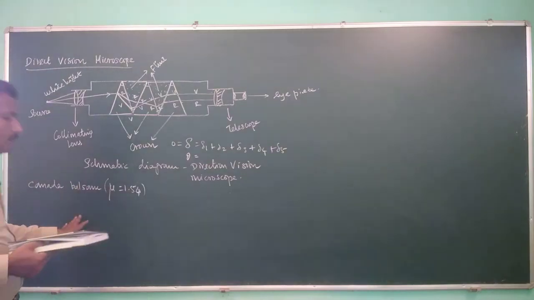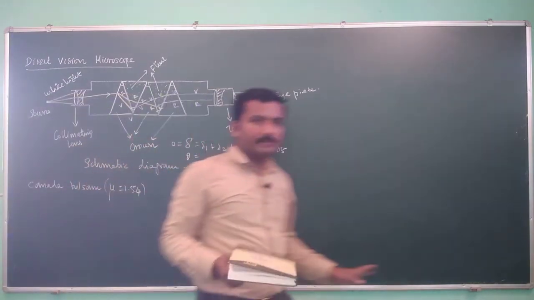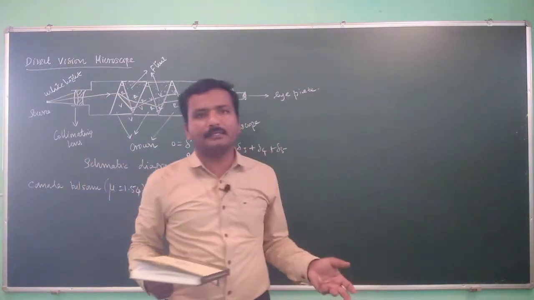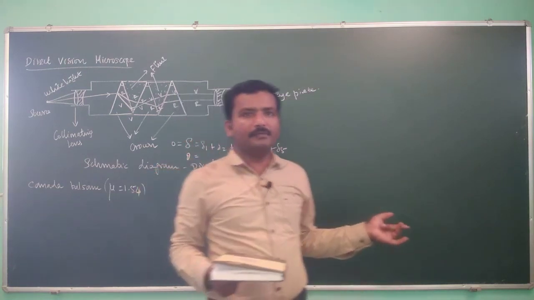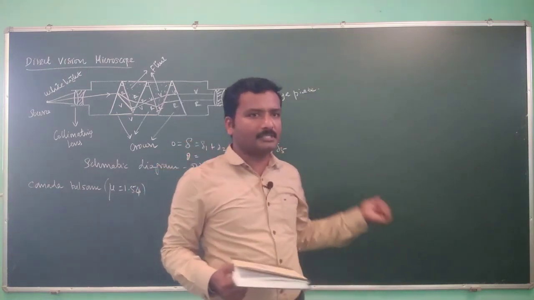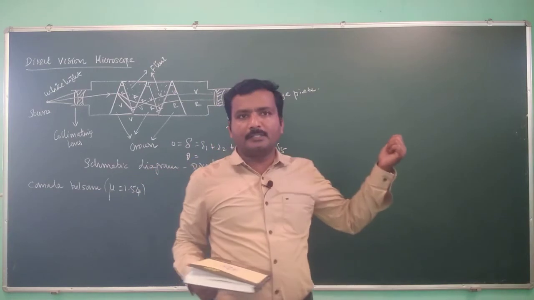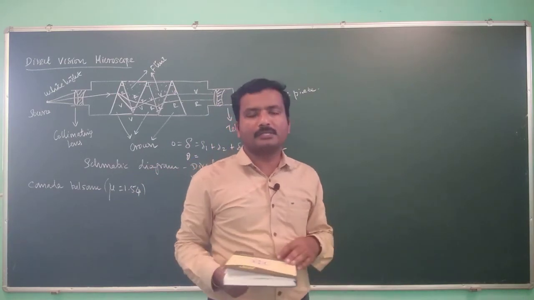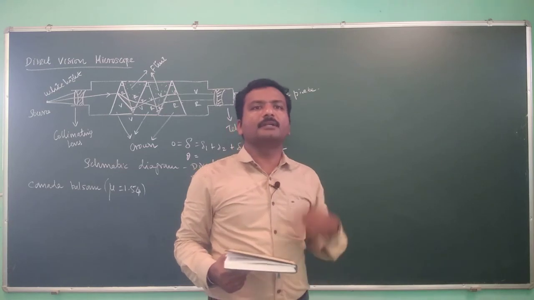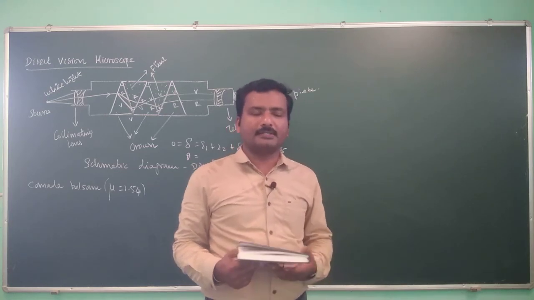The direct vision microscope. So in today's lecture we have discussed what an achromatic prism is, that is deviation without dispersion, and dispersion without deviation, the corresponding equations, and the application of dispersion without deviation, that is the direct vision microscope. All these things we have discussed in this lecture, and we will meet again in the next lecture. Thank you.